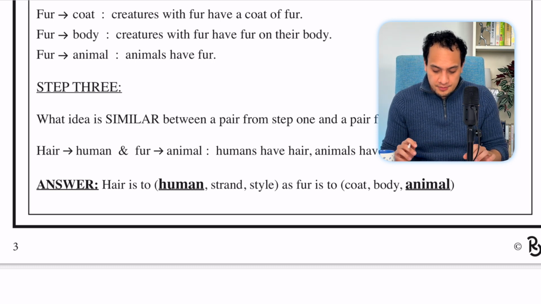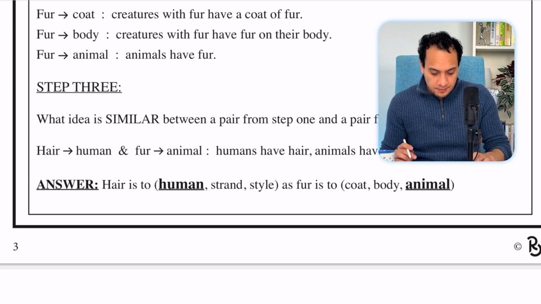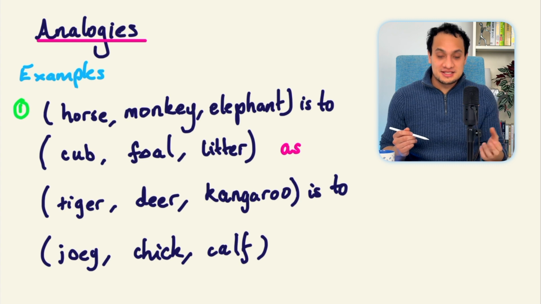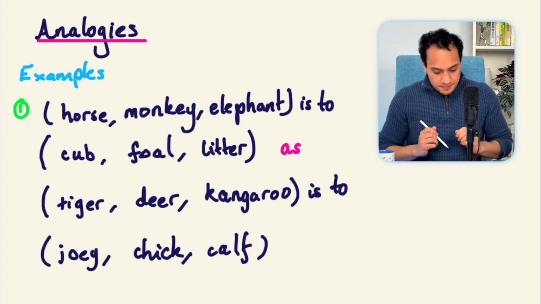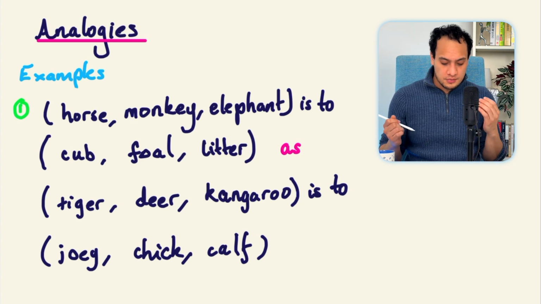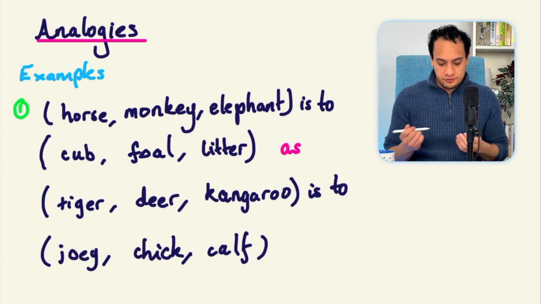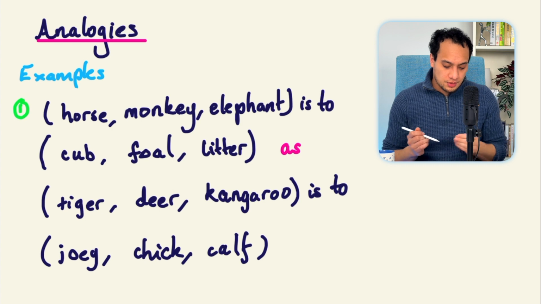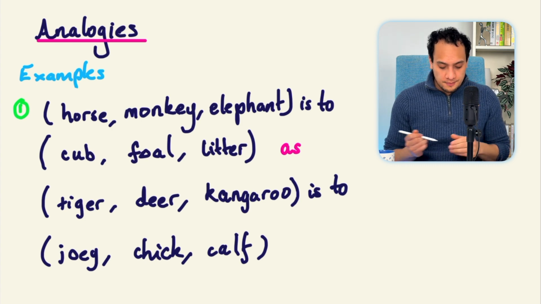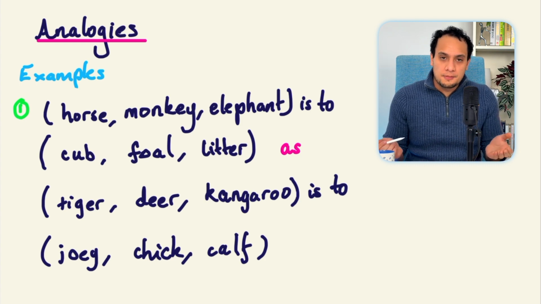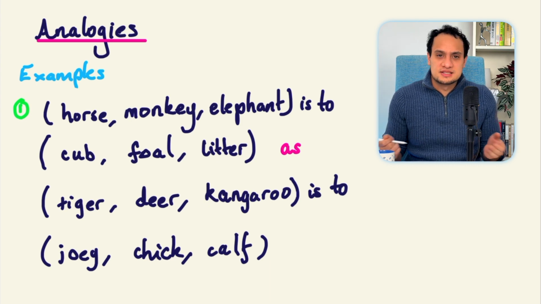Okay, so bearing that in mind, obviously in the book you get a whole load of questions yourself that you can practice. So I'm just going to go through some analogies that I've made up for this particular video. Here's our first one. So we've got horse, monkey, elephant is to cub, foal, and litter. So let's just go through each of those. You've got some animals there, horse, monkey, and elephant. And then you've got cub, foal, and litter. A cub is like a baby bear or something like that. A foal is actually a baby horse. And a litter is a group of kittens or something like that.